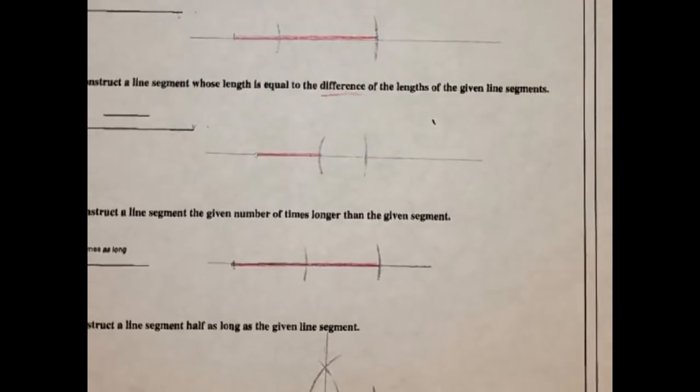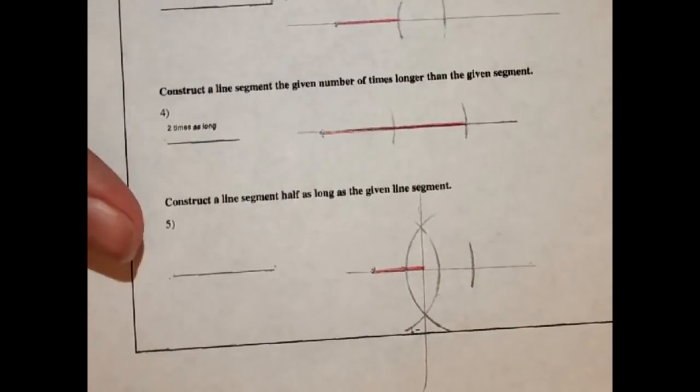Alright, that's the end of video part 1. You should have all 5 of these done. If you have not done all 5 of these, pause the video, go back, and do those 5.